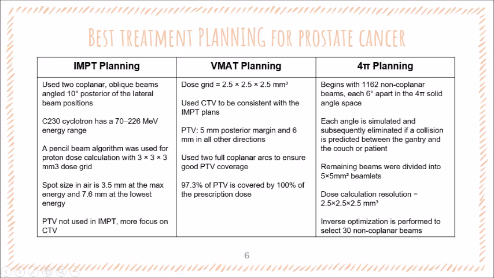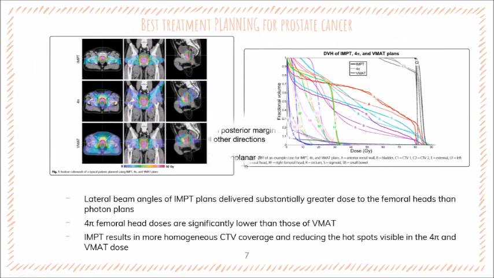This is the method of how the planning was done. So based on the isodose and DVH, we can see that the lateral beam angle of the IMPT plan delivered a greater dose to the femoral head than the photon plan. But in 4-pi radiotherapy, the femoral head doses are significantly lower than those in VMAT, and IMPT results in more homogeneous CTV coverage and at the same time reduces the hotspot which is visible in the 4-pi and VMAT dose.